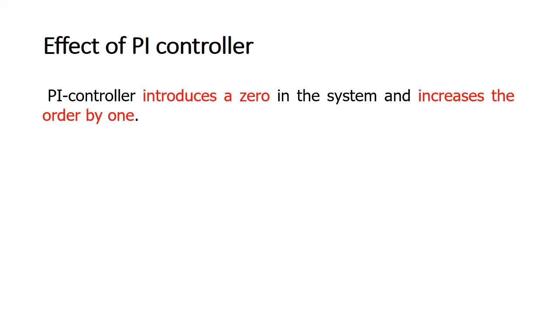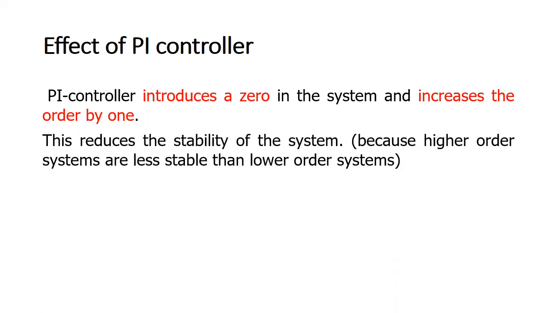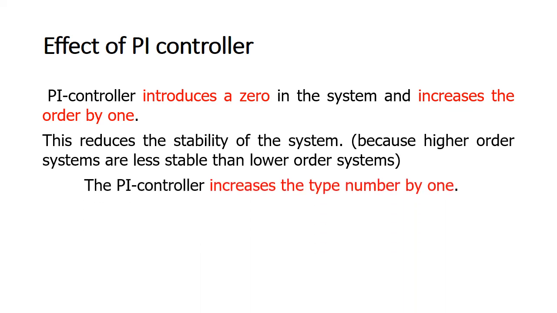The effect of the PI controller on a system is that it introduces a zero in the system and also increases the order by 1. So this reduces the stability of the system. Higher order systems are less stable compared with lower order systems. Since the order increases by 1, this controller reduces the stability of the system. This increases the type number of a system by 1. This reduces the steady state error.